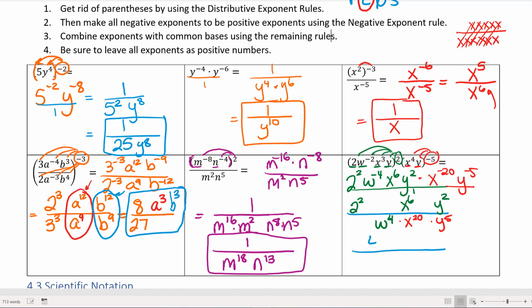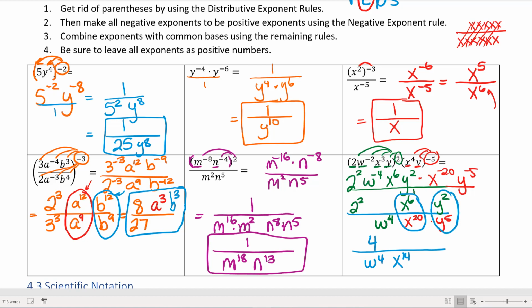So 2 squared is 4. W, there's only one W, so that stays down there. But there's 2 terms of x in the top and the bottom, so I'm going to have to combine those. We have x to the 6 on the top, x to the 20. If I use my quotient rule and subtract, that gets me 14. But where should those 14 go, in the top or the bottom? Well, we're going to put them in the bottom because 20 is bigger than 6. So if you think about it, if they cancel out, where should the leftovers go? The leftovers should go in the bottom.